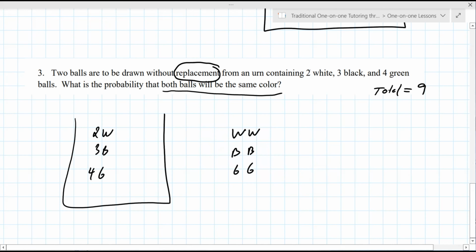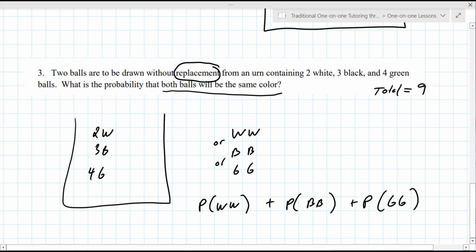But what we're doing here is it's now an or. It's white and white, or black and black, or green and green. Any of those are good. Now, when you have an or, you add them up. So the probability of white, white, plus the probability of black, black, plus the probability of green, green. We're adding those because they're an or.